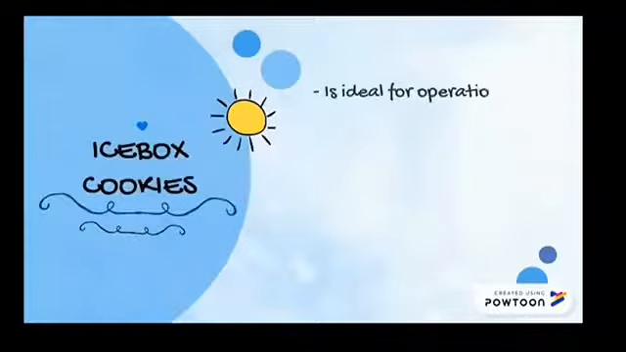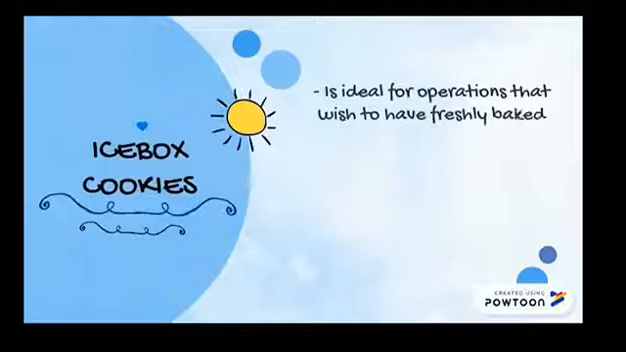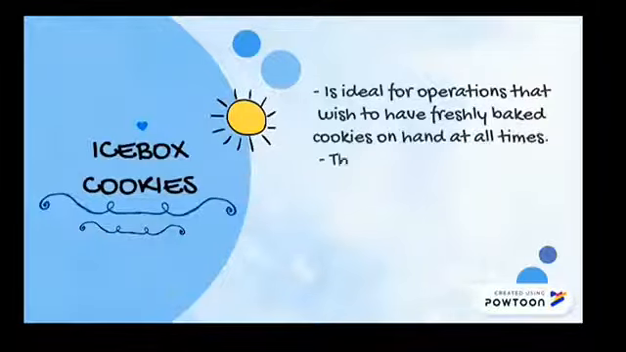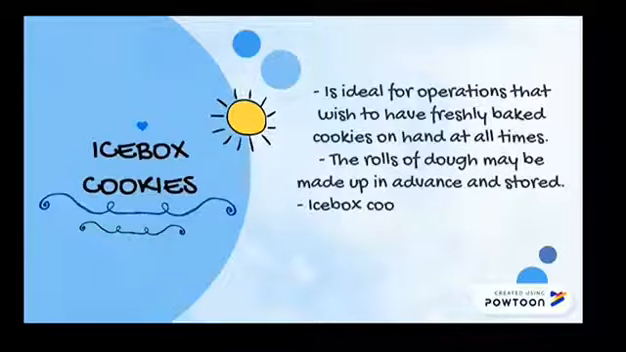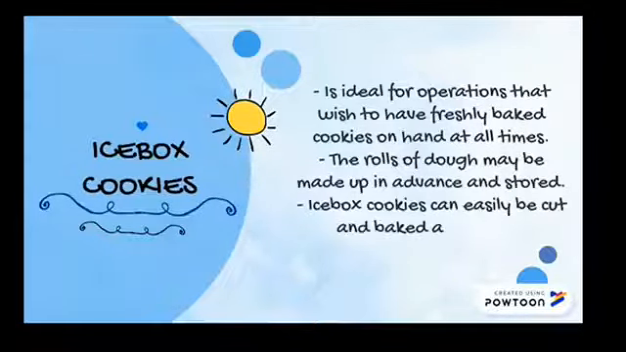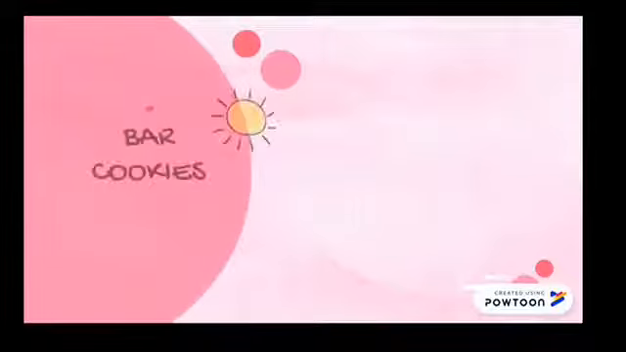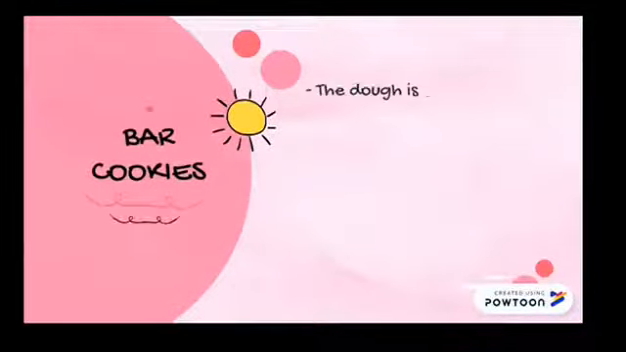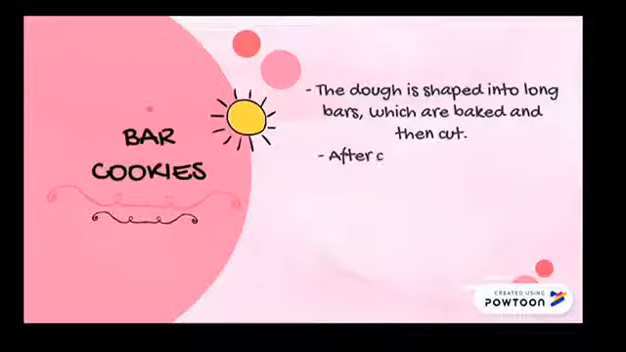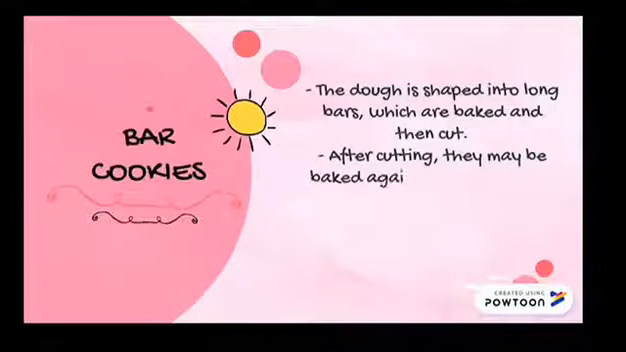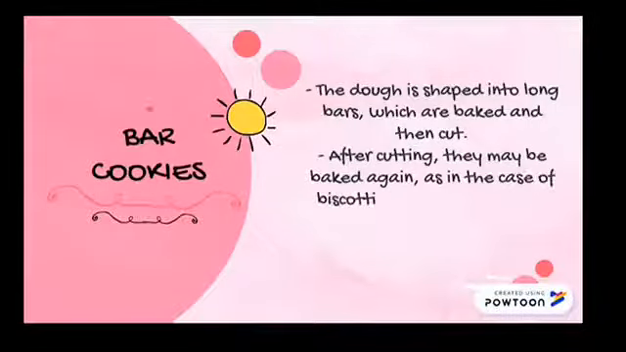Icebox cookies are ideal for bakeries that wish to have freshly baked cookies on hand at all times. The roll of dough may be made up in advance and stored. Icebox cookies can easily be cut and baked as needed. Bar cookies: the dough is shaped in long bars which are baked and then cut. After cutting, they may be baked again, as in the case of biscotti, which means twice baked.